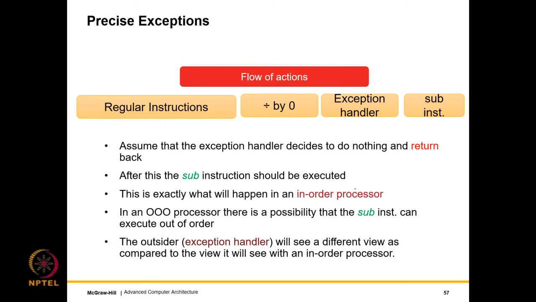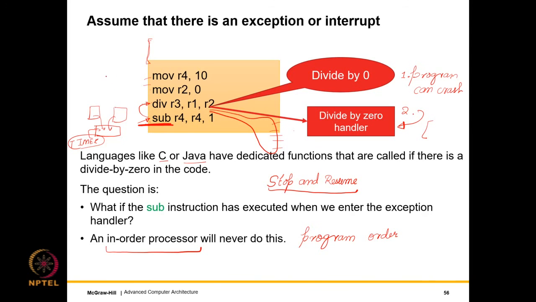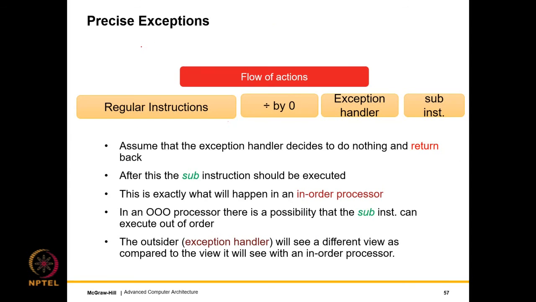So what we define is the notion of a precise exception. The flow of action should be as follows. We have our regular instructions before the div, which means all of these. Then we see the divide by 0. Then we load the exception handler. And then we execute the subtract instruction.